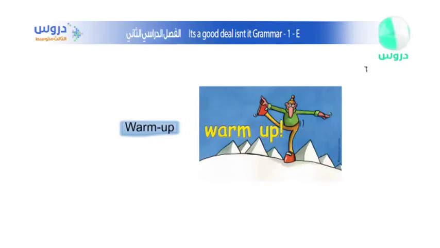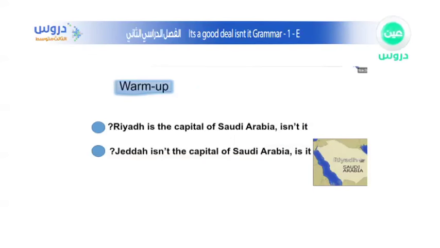Here is the real start of this lesson with warming up. Riyadh is the capital city of Saudi Arabia, isn't it? Jeddah isn't the capital city of Saudi Arabia, is it? In this type of questions, when we have a positive or affirmative sentence, the question must be negative, and when we have a negative sentence, the question must be positive or affirmative.